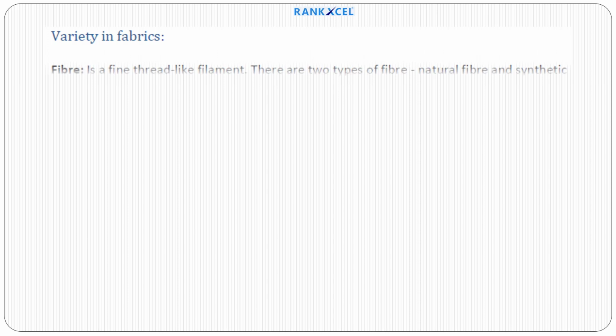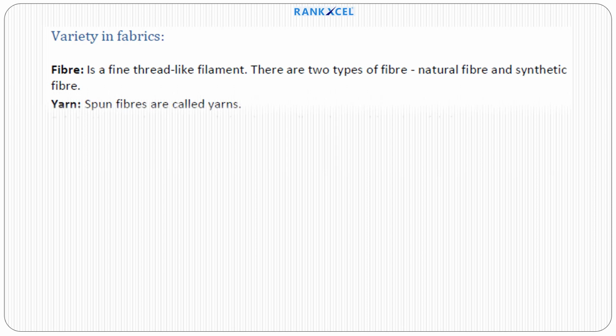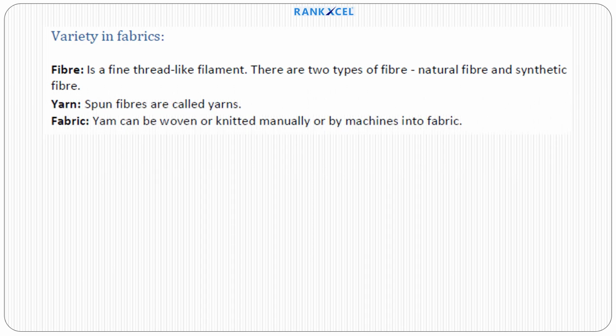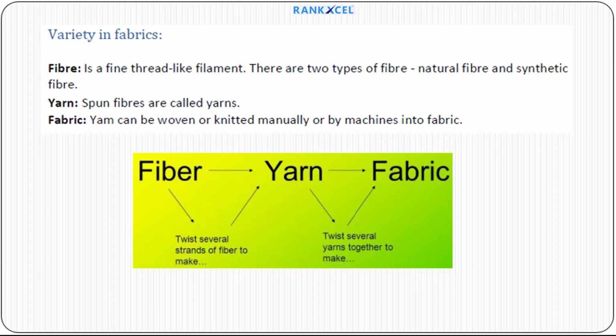There are two types of fiber: natural fiber and synthetic fiber. Yarn: spun fibers are called yarns. Fabric: yarn can be woven or knitted manually or by machines into fabric.